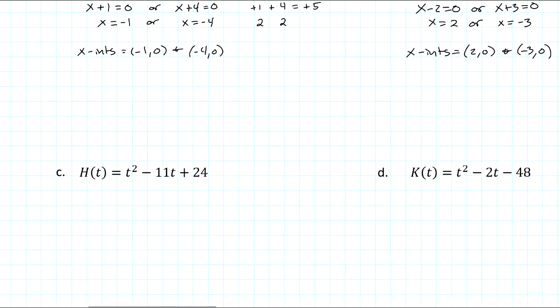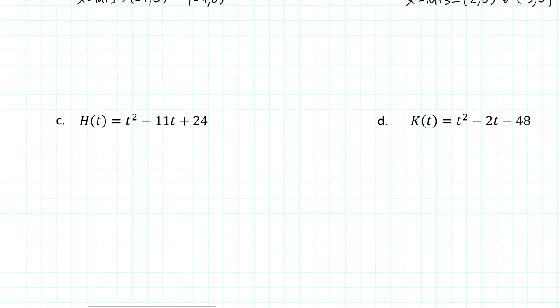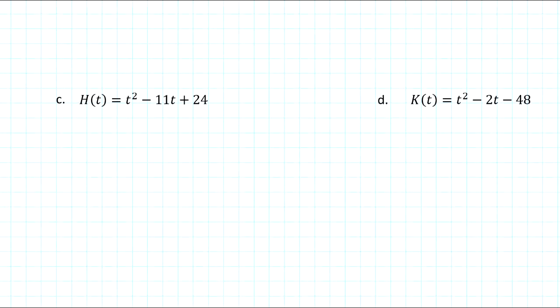Moving on to part C, we have capital H of t equals t squared minus 11t plus 24. We'll say that this equals a set of parentheses times a set of parentheses with a t in the first position of each. We'll take the 24 and look for its factor pairs. We have 1 and 24. 2 goes in 12 times. 3 goes into 24 8 times. Does 4 go into 24? It does 6 times. 5 does not, and so we're done because 6 is already showing on the list.